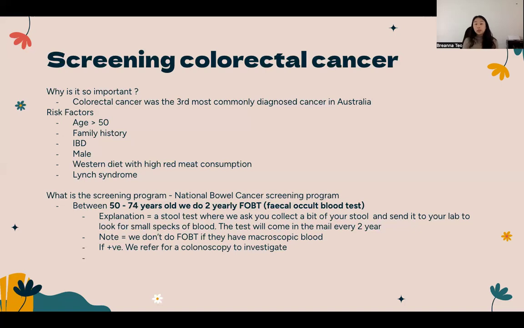Just know that we don't do an FOBT if they have macroscopic blood. So if the patient comes in telling you that they've had a PR bleed or they've noticed some fresh blood in their stool when they did a bowel action, we wouldn't be doing an FOBT because that would be positive anyway. What the FOBT is looking for is microscopic blood. If positive, we send for a colonoscopy.